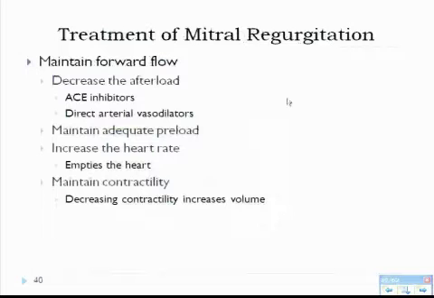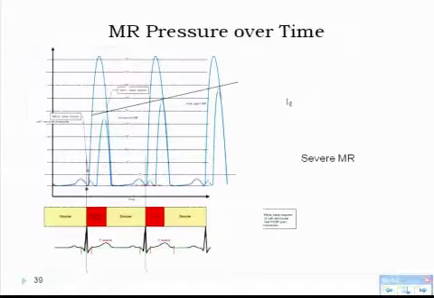So treatment is to maintain forward flow. So actually this is to decrease afterload, which is important. Okay. ACE inhibitors and direct arterial vasodilators are a good choice at this point. Nitroprusside may not be a bad idea. Maintain adequate preload, believe it or not, because most people think when they see this that it's too much preload, and it's actually not. The actual PA occlusion pressure is down here versus your mean way up here.